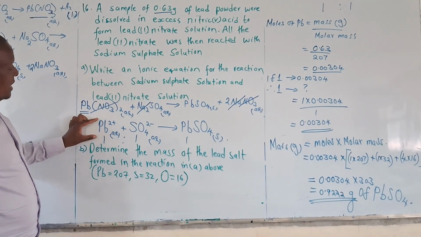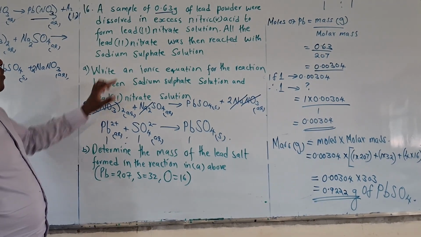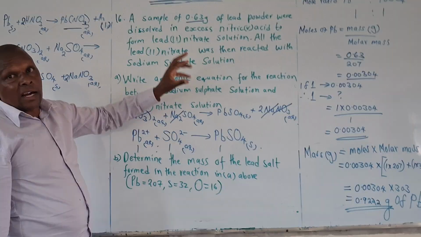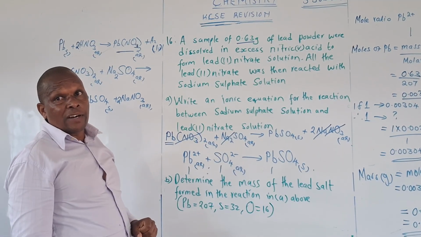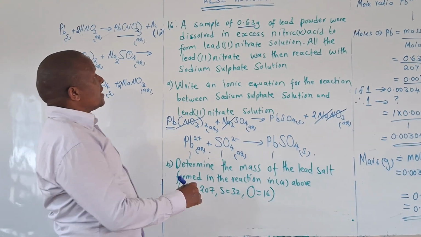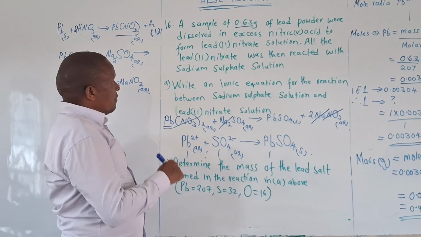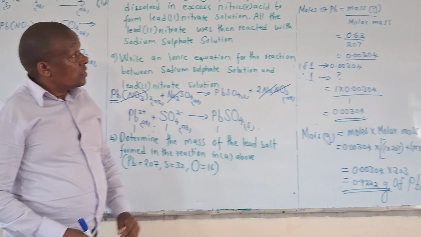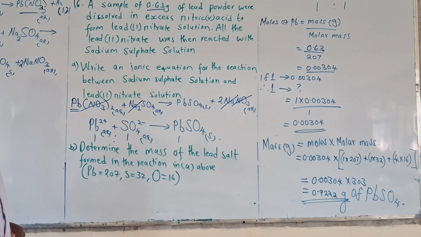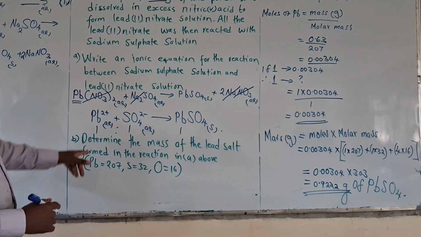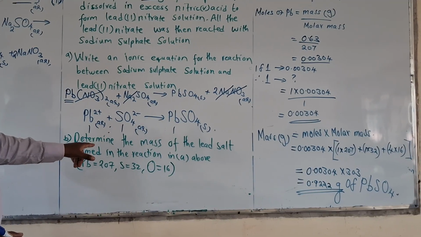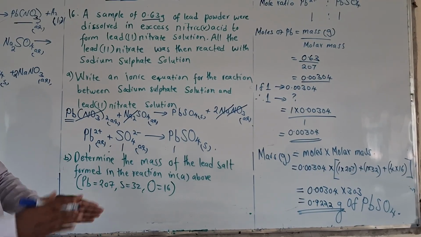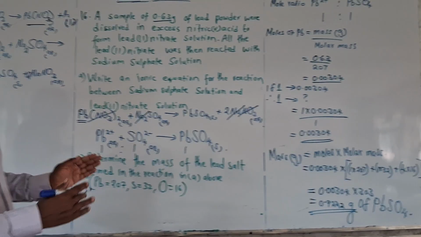How do you get the moles of lead ions? From the moles of lead metal, because the lead metal was dissolved using nitric 5 acid to give us the lead ions. So you just say 0.63, we divide by 207. We get the number of moles, which is 0.00304. Then you relate using the mole ratio. If this one is 0.00304, what about the other one? You show by cross multiplication, but the answers are the same. The same.